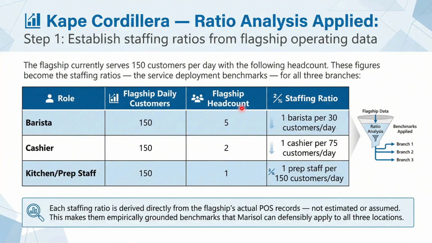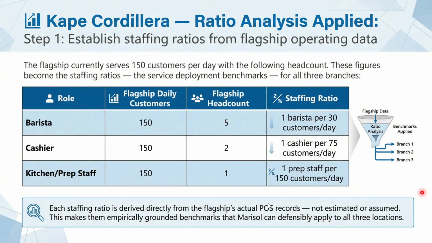So, nandyan yung mga kailangan natin. In every 150 customers, kailangan natin ng 5 barista, 2 cashier, 1 kitchen prep staff. So, each staffing ratio is derived directly from the actual records ng ating flagship branch. So, hindi siya estimate, hindi siya assumed data. Para yung ating data is empirically grounded and they can defensively apply to all locations that, especially 3 branches already.